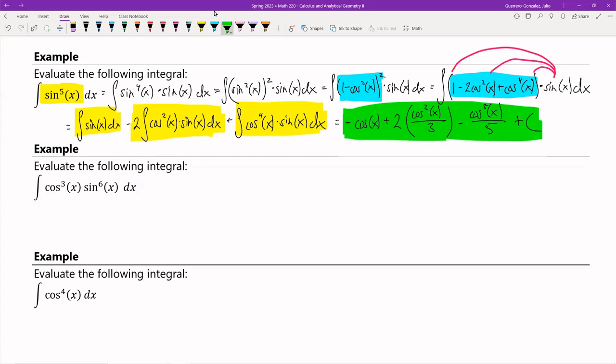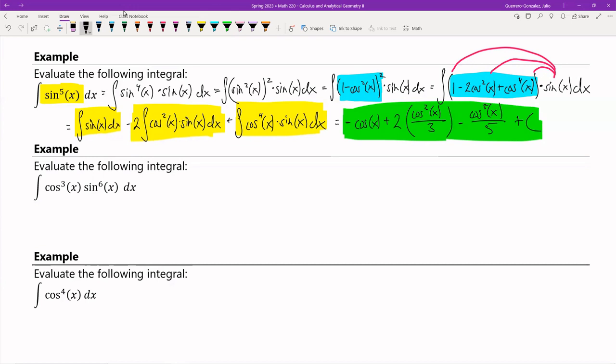All right, so let's go ahead and move on to the next one: cosine to the third x times sine to the sixth x dx. So cosine is odd, sine is even, if you want to use that method. But like I said, the easiest way, at least I think so, is to use all your trig identities from pre-calc to reduce the powers as much as possible and make it into a much more manageable integral, one that hopefully you can use a u substitution on.